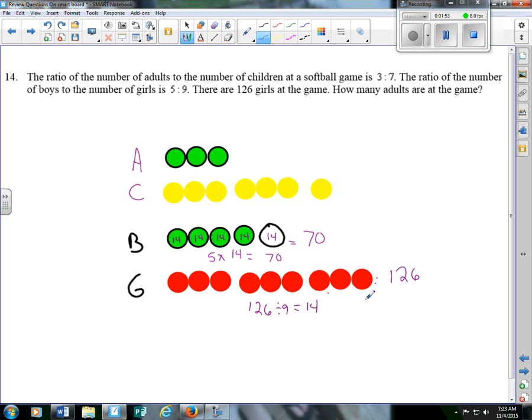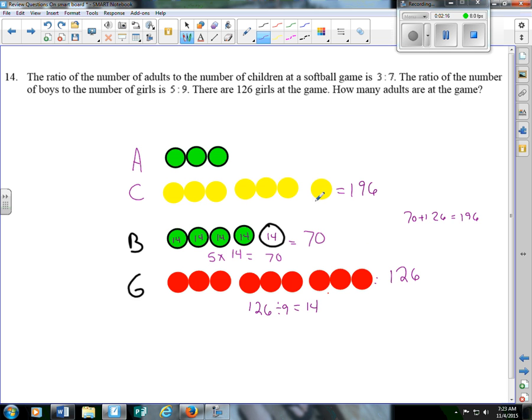We look at it and we say, oh boy. Well, we add this together because we have 70 boys and 126 girls. That means we have 196 children total. So again, 70 plus 126 equals 196. So we have 196 children total.